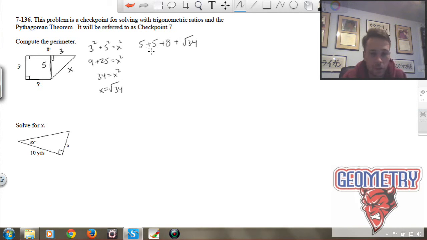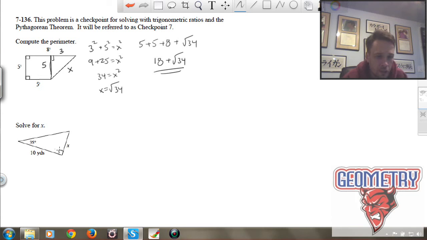Now these three numbers we can combine together. They're just plain old numbers. So 5 plus 5 is 10, 10 plus 8 is 18, so we have 18 plus the square root of 34, and that's how we have to leave it. There's nothing more we can do with that.